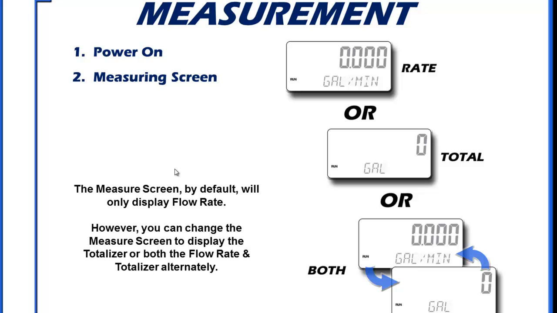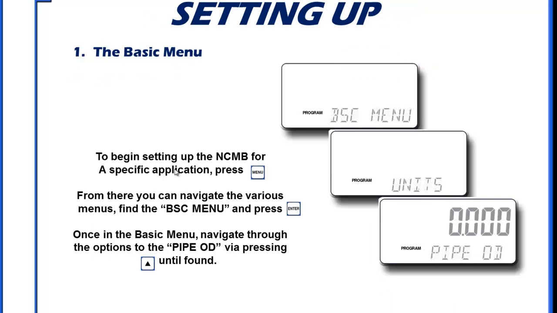So if you just want to use it as a water meter function, you could just read your totalization. Or if you want to use it for process control, you can monitor its flow rate or have a toggle back and forth. That is your choice.